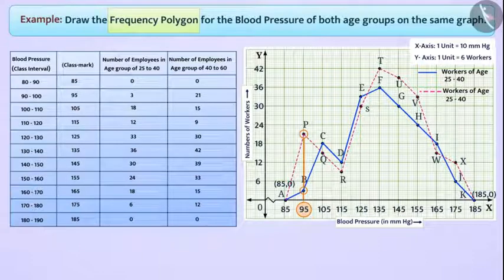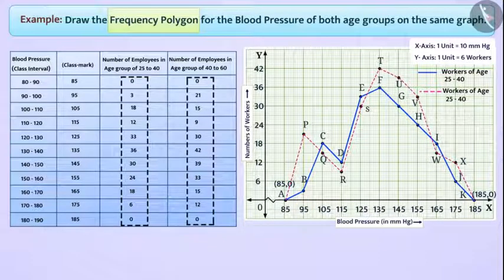We can also see that in both age groups, the maximum number of workers have blood pressure of 135 mmHg. Here we see that point S and point G are on the same horizontal line, which means that the number of workers in age group 40 to 60 with 125 mmHg blood pressure is equal to the number of employees in age group 25 to 40 with blood pressure 145 mmHg.